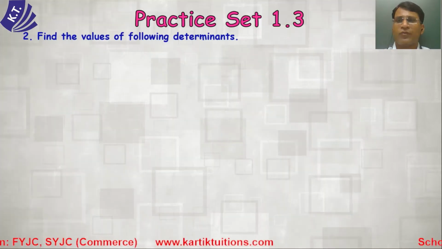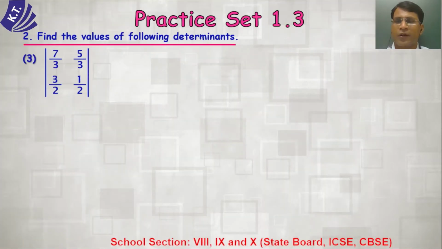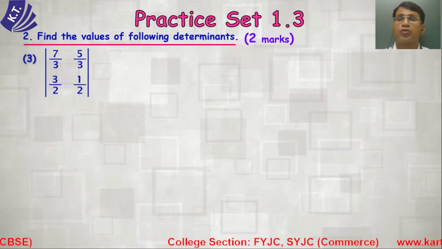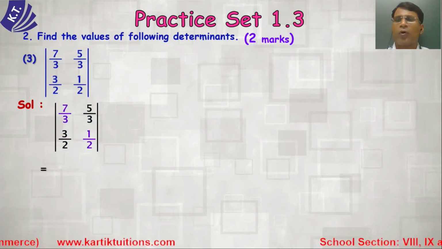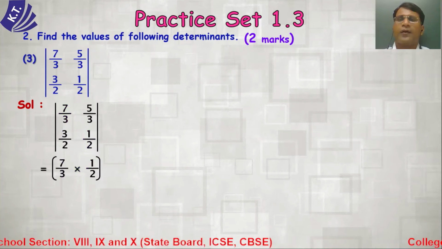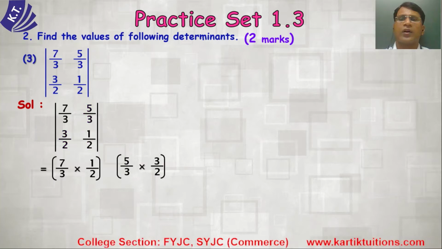Let's take one more example of a determinant. Now here we have to find the value of this determinant. Again, the concept is simple. What do we have to follow? We have to follow the chokri. When I say chokri, we have to multiply 7 upon 3 into 1 upon 2. That will come in one bracket. Then 5 upon 3 into 3 upon 2. That will come in the next bracket.